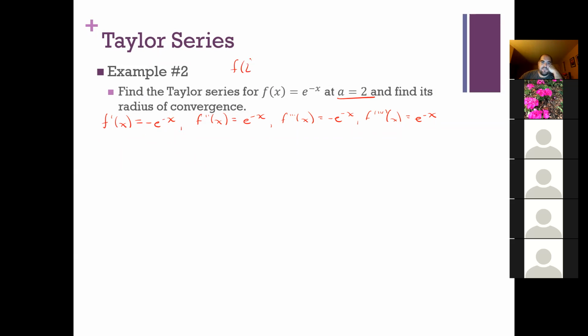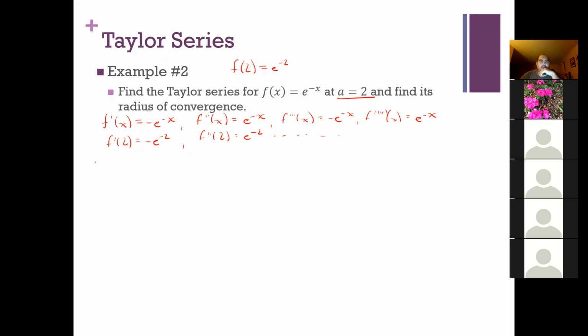I need to evaluate this function and all of its derivatives at that center point. So this will be e to the negative 2. F prime of 2 will be negative e to the negative 2. F double prime of 2 will be e to the negative 2. And then so on and so forth. They're just going to alternate back and forth.